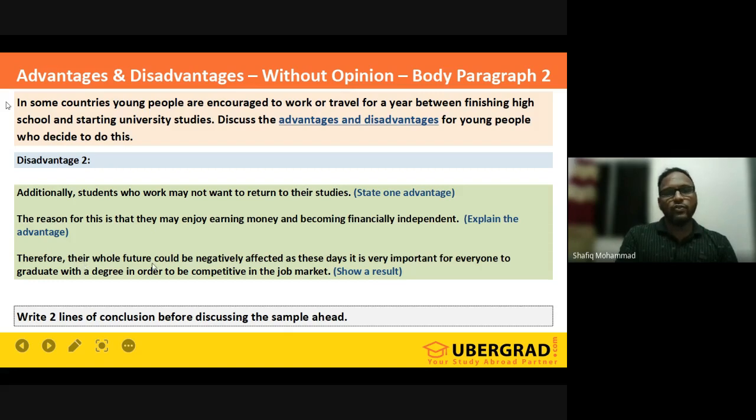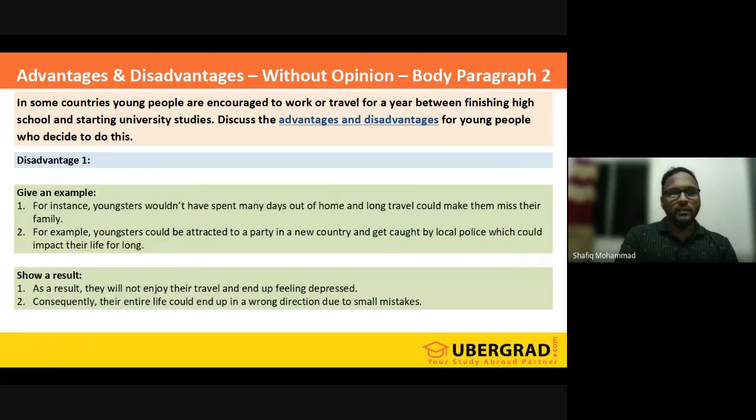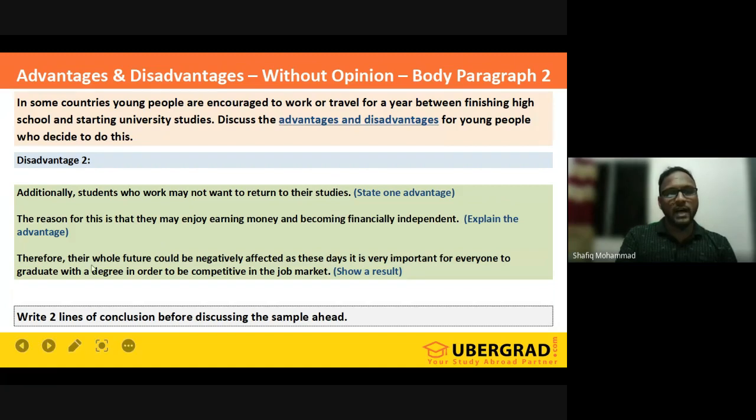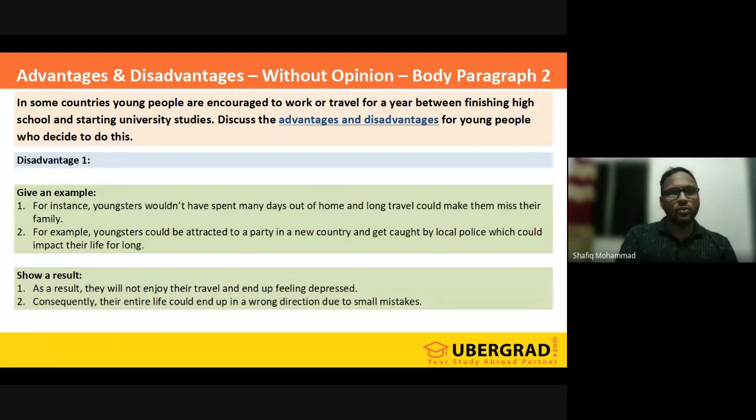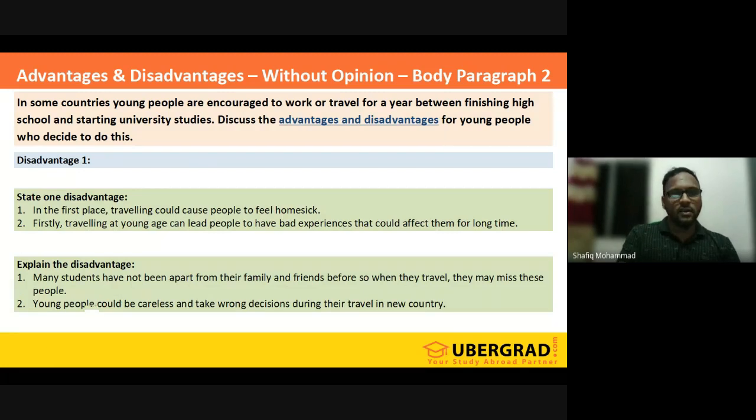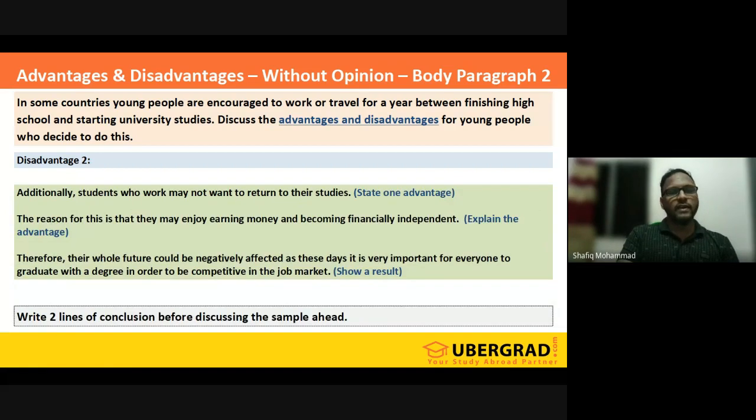Therefore, their whole future could be negatively affected, as these days it is very important for everyone to graduate with a degree in order to be competitive in the job market. So this is the result for it. So what is the result? What happens? Therefore. So additionally, therefore, okay. Then the reason is the example. For instance, okay. All these are very good cohesive devices. Consequently, because that is the consequence, right? For instance, then in the first place, firstly, okay. All these are cohesive devices.